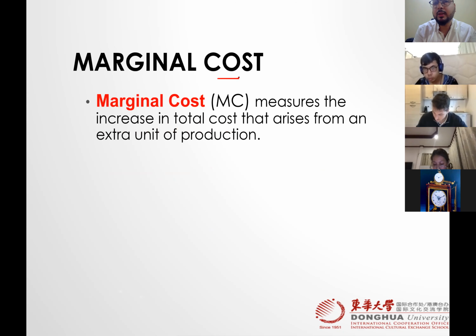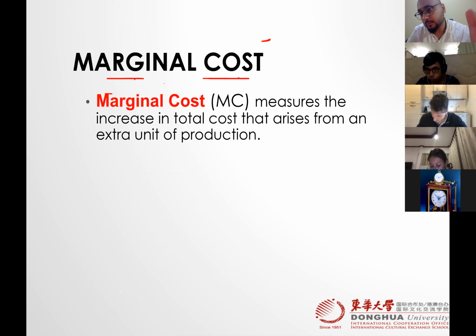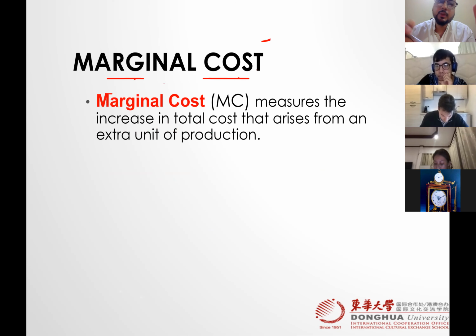Marginal cost means additional cost. What is the additional cost of producing 1 unit? Simple. It's the marginal cost. Additional cost of 1 unit. Marginal product is additional output, the additional output by employing 1 labor, 1 input.